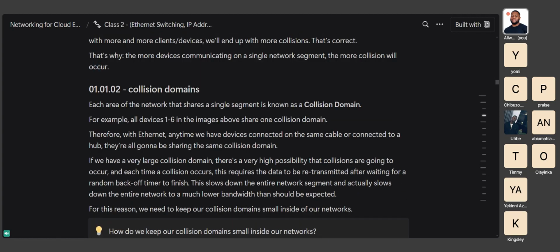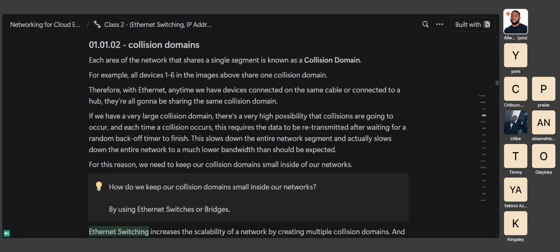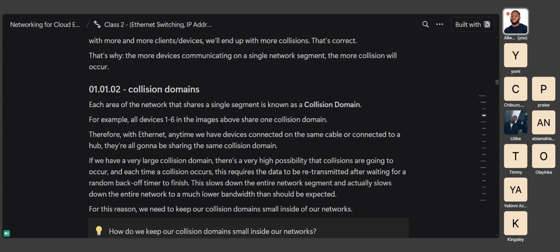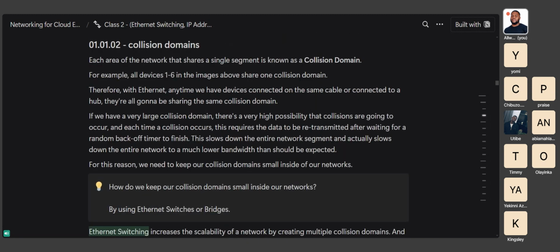Now, you understand what collisions are now, right? That means we can move on to the next topic, which is about collision domains, right? Now, each area of the network that shares a single segment. Remember, I said this is a segment, right? These networks are sharing a single segment. Each area of the network that shares a single segment is known as a collision domain. For example, all six devices in the images above, as we've just seen, share one collision domain. Therefore, with Ethernet, anytime we have devices connected on the same cable or connected to a hub, we're going to learn about hubs later on down the line, each time we have that happen, they are all going to be sharing the same collision domain.